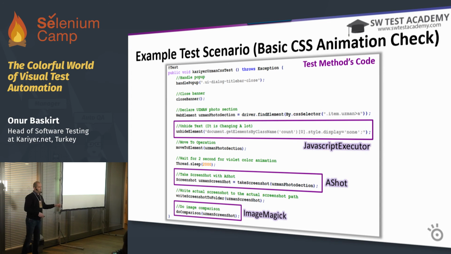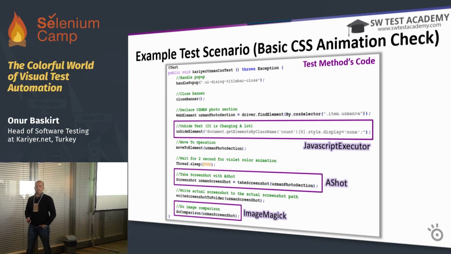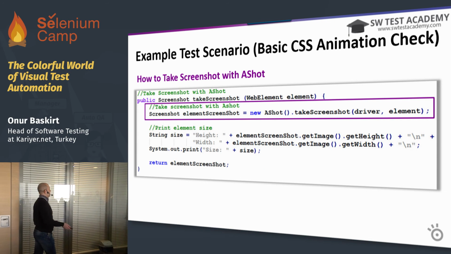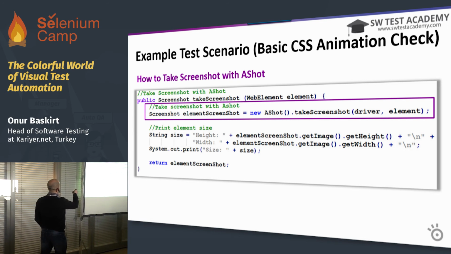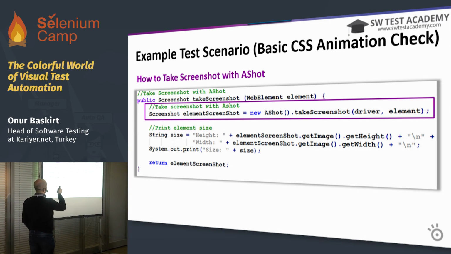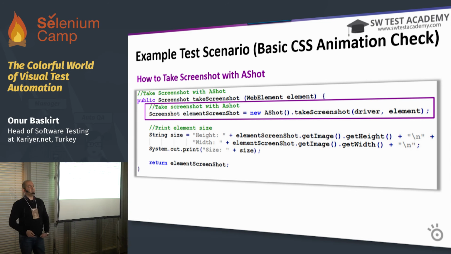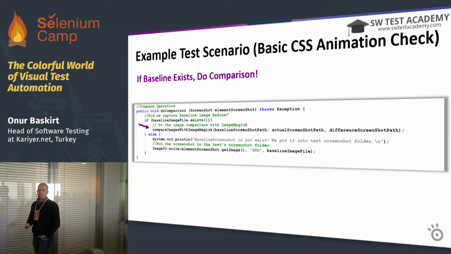I am also explaining the details of these methods. First one is how to take a screenshot with AShot. This is so easy. As you see, I give the web element and I use AShot take screenshot. I give driver and element. AShot handles the rest of the stuff.